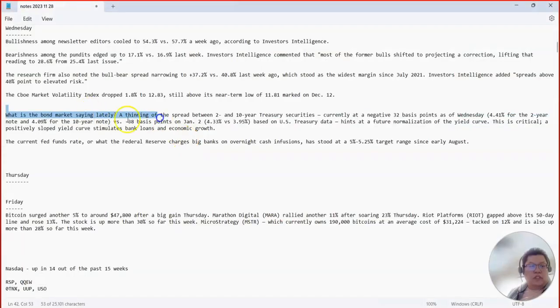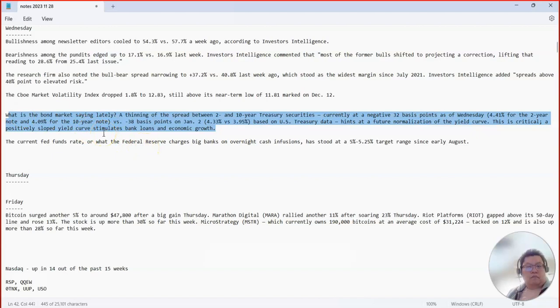This is based on Wednesday's bond market, saying the spread between the 2 and 10 year is currently negative 32 basis points. 4.41 for the 2 year, 4.09 for the 10 year. So this is higher now, versus negative 38 points on January 2nd. Basically the yield spread has come down a bit. A positive slope yield curve stimulates bank loans and economic growth. So that's what you want to see, the gap start to narrow and eventually reverse.